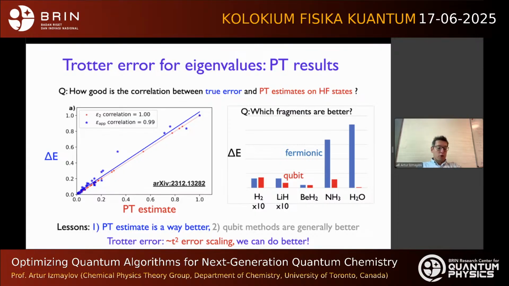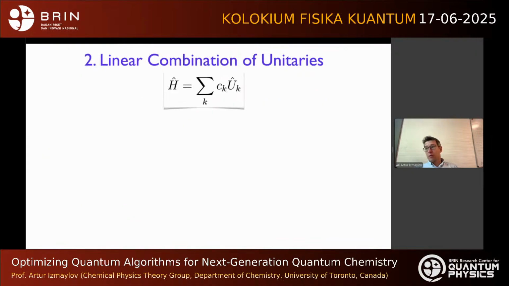Now, Trotter error is still giving you roughly a scaling with the total time of propagation as a square, right? And one can do better. That's post-Trotter methods these days. People consider a so-called linear combination of unitaries as a way to block encode the Hamiltonian. And I'm not going to go much into the details.